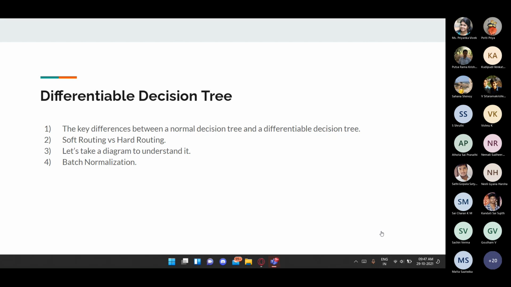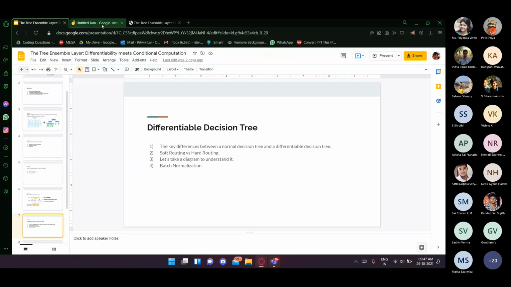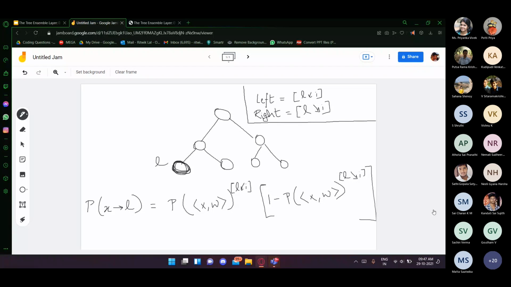So I'll just digress from here and show you a Jamboard that I just came up with. Essentially what I mean to explain is, let's say I have a node L over here, and as I mentioned before, in soft routing all the nodes have a possibility of being visited. So this might have some probability P1 and some probability P2. You're not completely overriding or not accepting it. So let's assume that I have to reach a node, say L.